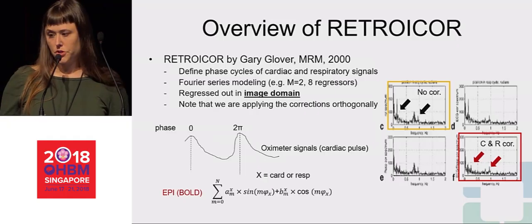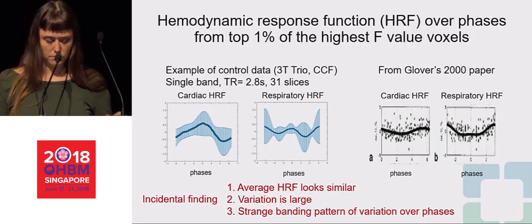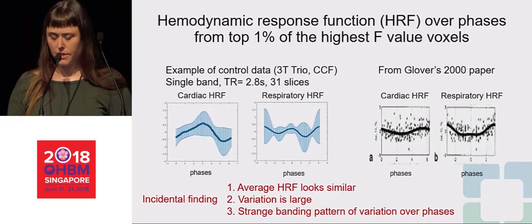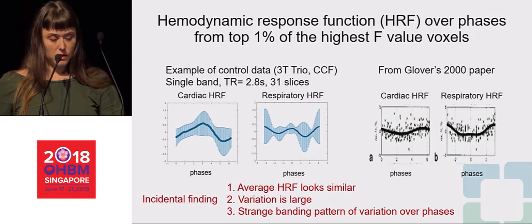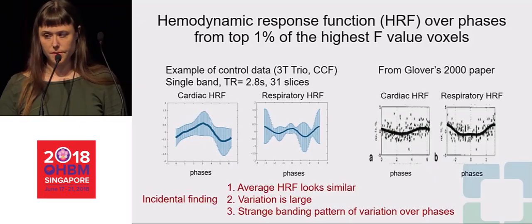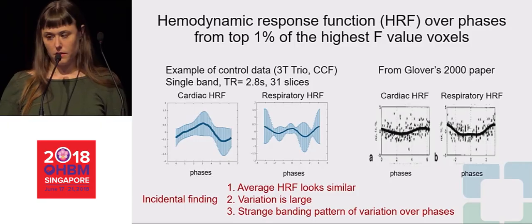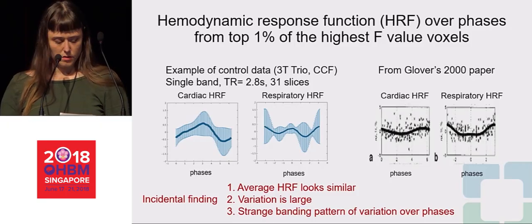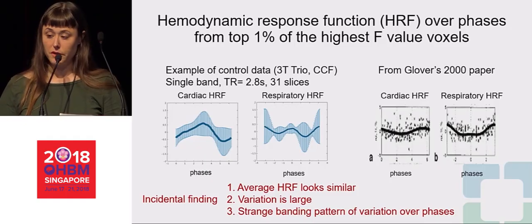So we tried to replicate Glover's work with our own data. On the right, you can see a figure from the original Glover paper plotting the MR image intensity over the cardiac and respiratory phases. And then on the left is our data. I should mention that all the data that I'm going to talk about here was acquired at 3T, 31 slices, single band. And the hemodynamic responses plotted here are from the voxels with the highest 1% of F values from the fitting to the RETROICOR model.